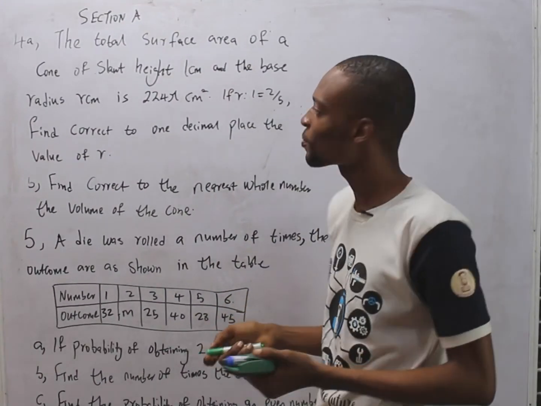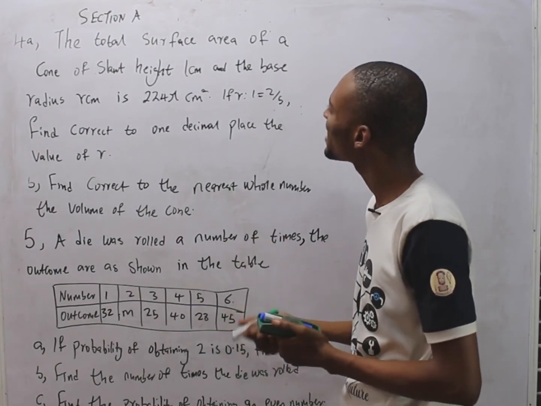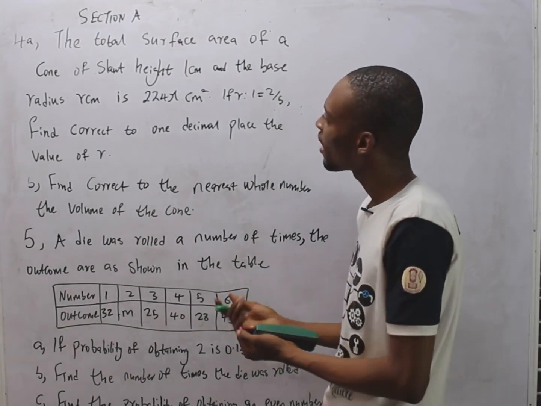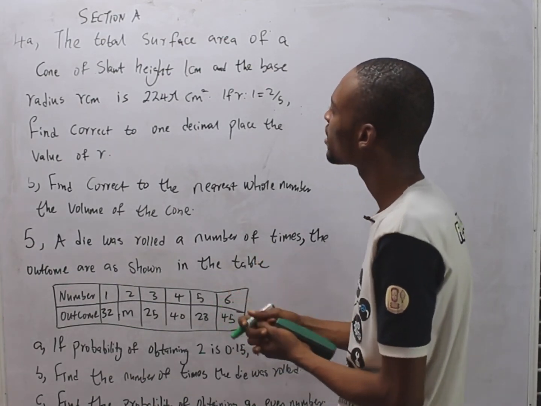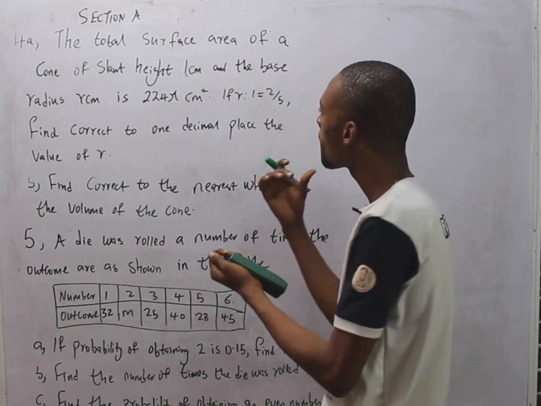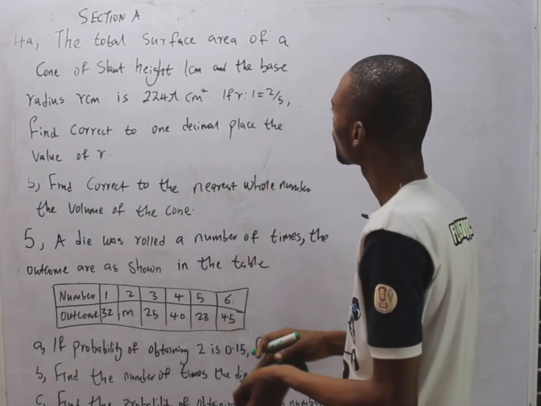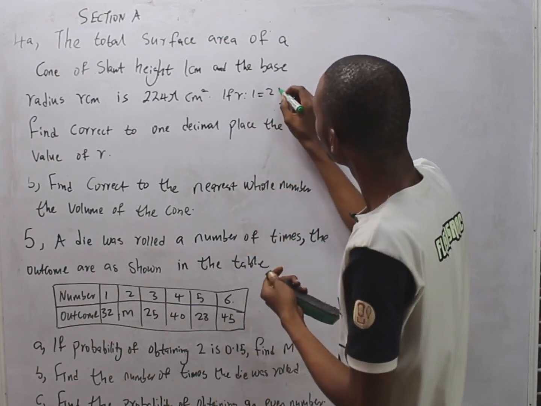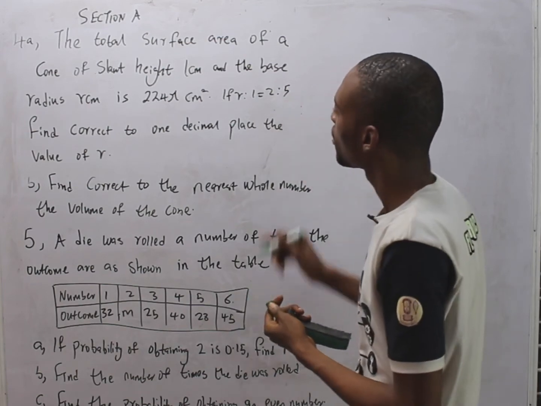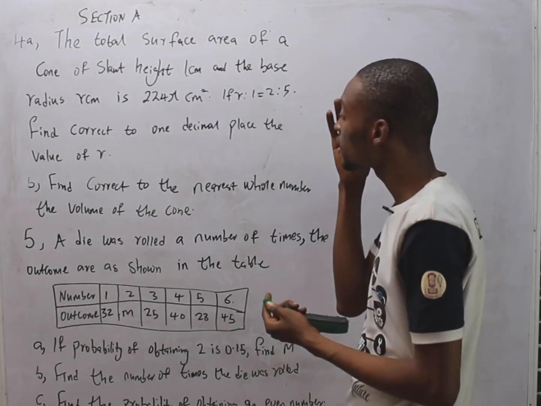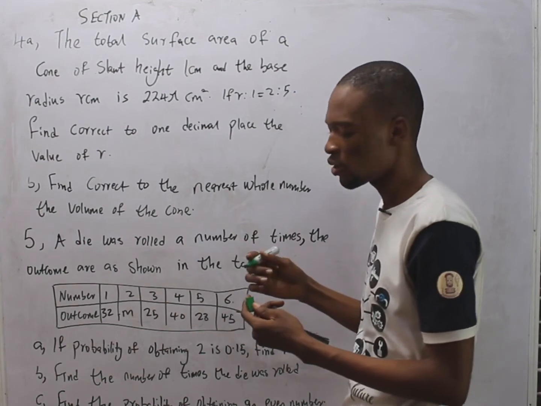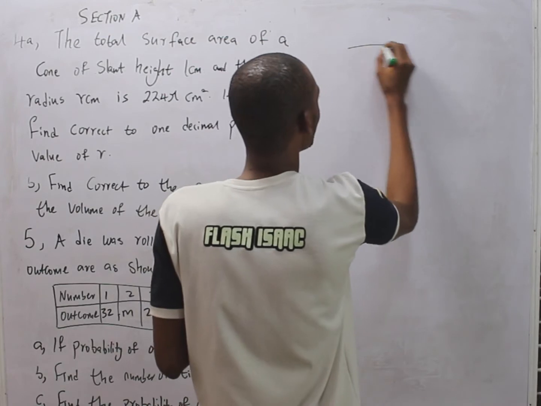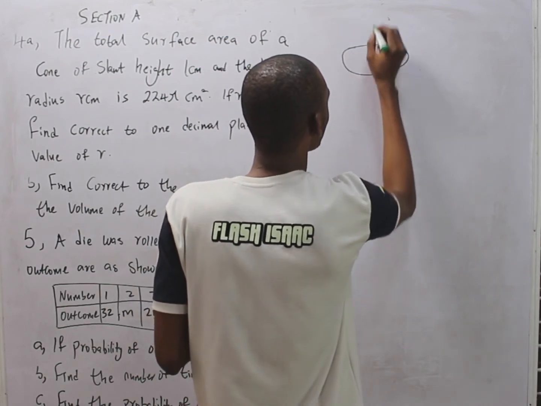Question number 4a. The total surface area of a cone of slant height L centimeter and base radius R centimeter is 224 pi centimeter squared. If R ratio L is 2:5, find correct to 1 decimal place the value of R, which is, find the radius. This is a cone.